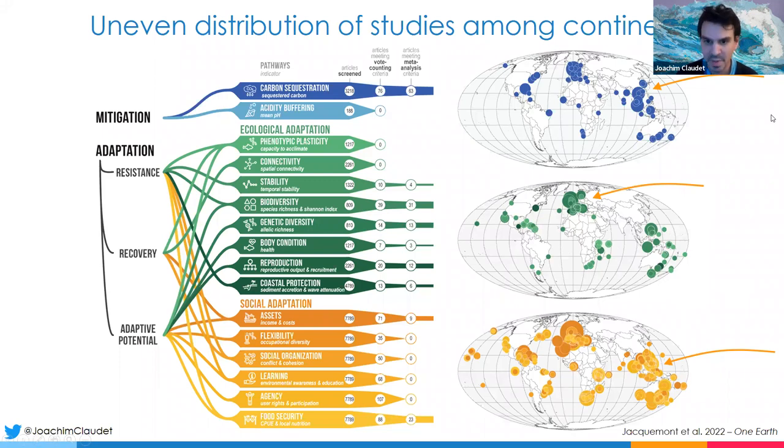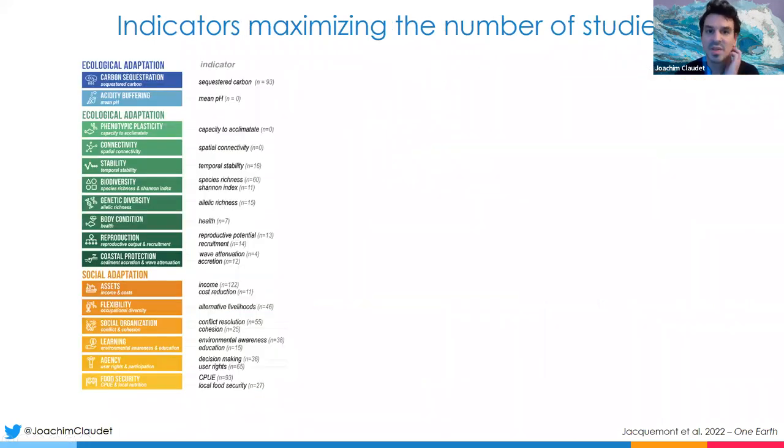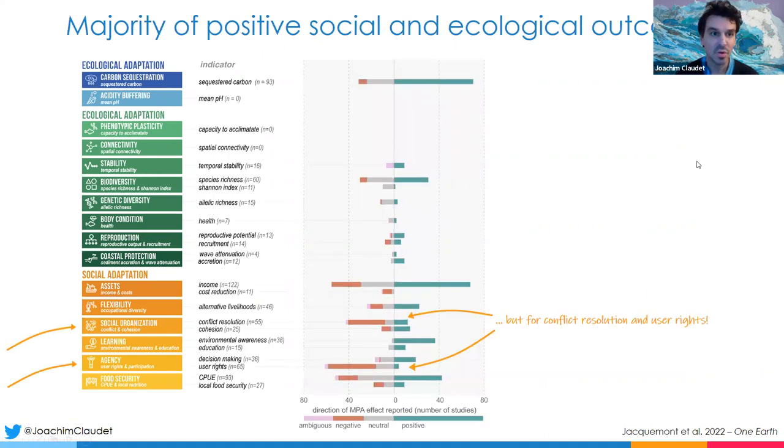So now let's dig a bit into the results. These are the indicators that were used for each of the pathways. Sometimes you can see that, for example, for social organization, we had two indicators, or for reproduction, we had two indicators, because for those indicators, we were able to keep enough studies to do the meta-analysis on them.